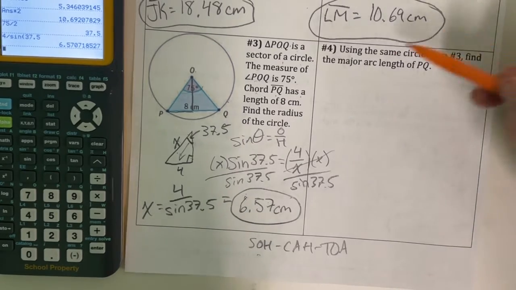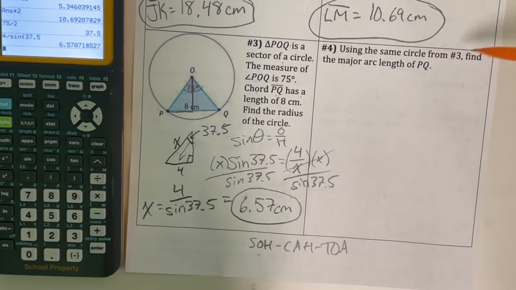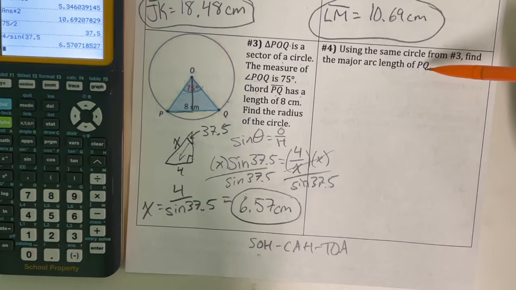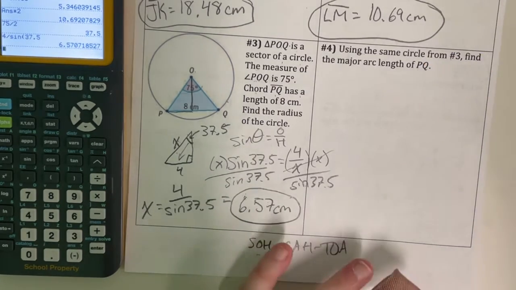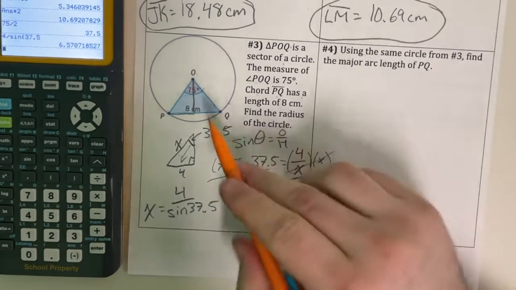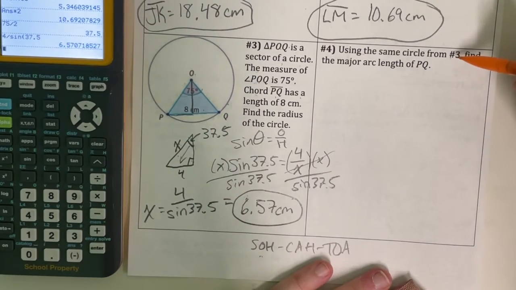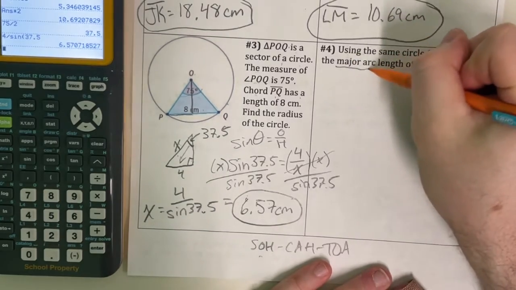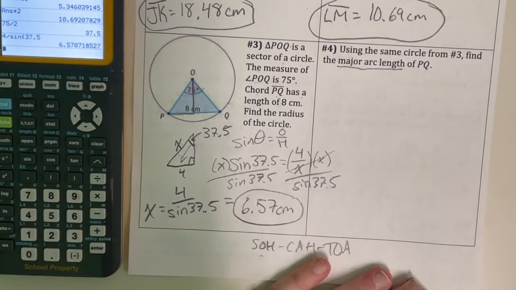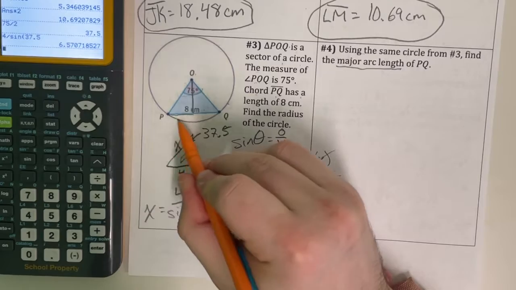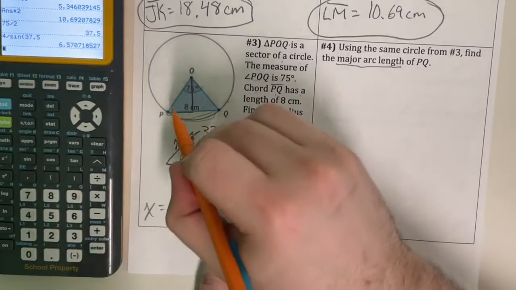And then for number 4, it says using the same circle as number 3, find the major arc length of PQ. So what is it saying? Using the same circle from number 3, find the major arc length. That means it's the larger of the two. So it's not talking about the smaller length PQ right here. It's talking about this outside.